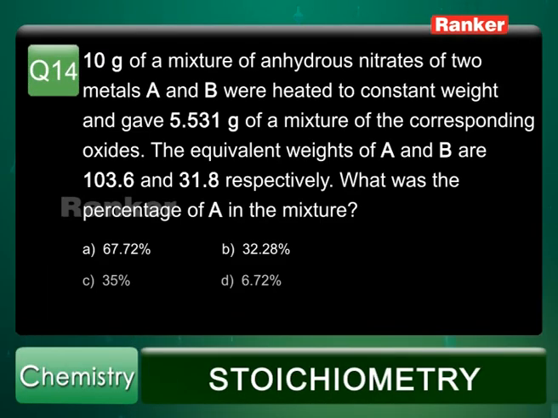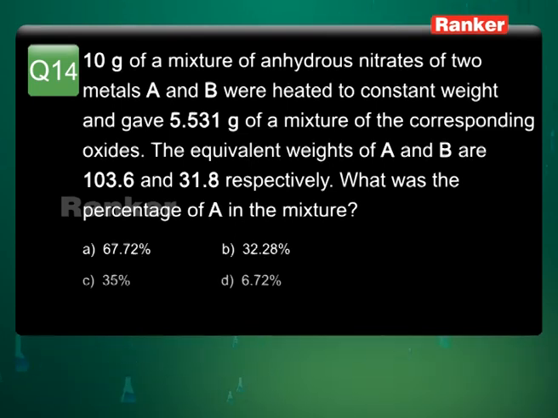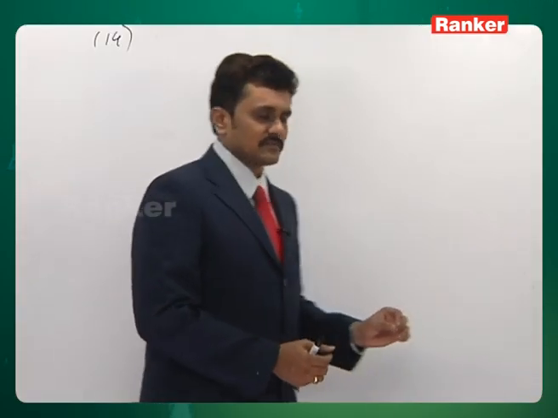Now we have 10 gram of a mixture of anhydrous nitrates of two metals A and B, which are heated to constant weight and gave 5.531 gram of a mixture of the corresponding oxides. The equivalent weights of A and B respectively are 103.6 and 31.8. Then you have been asked to find out the weight percentage of A in the mixture but not ANO3. I mean to say the nitrate of the mixture.